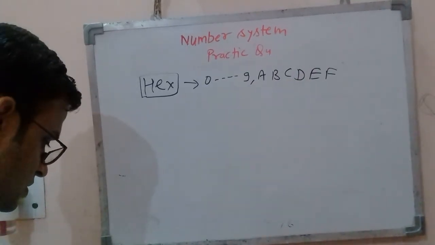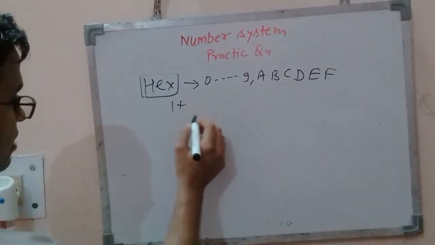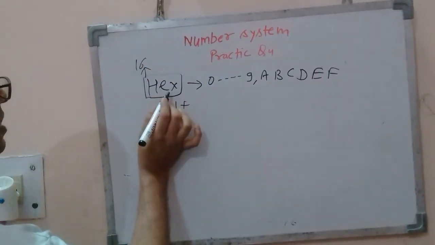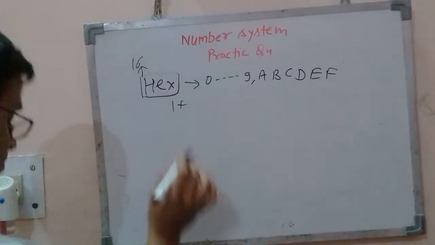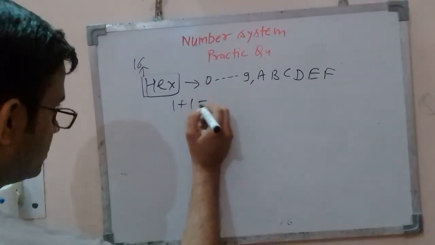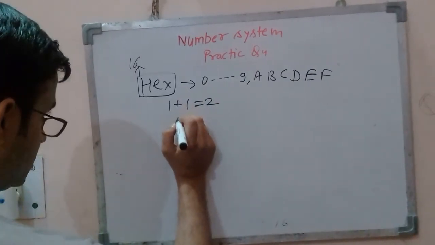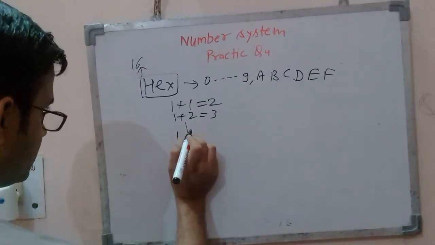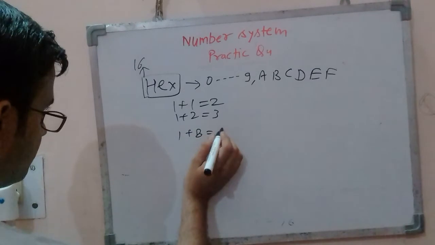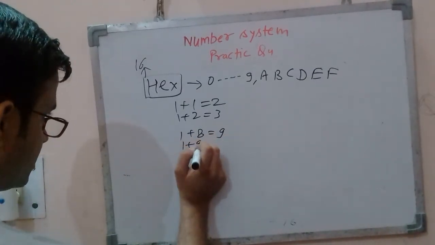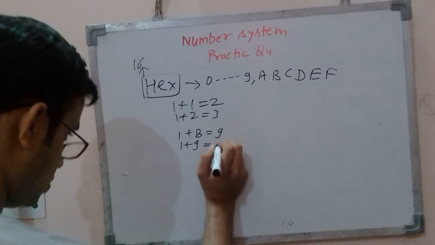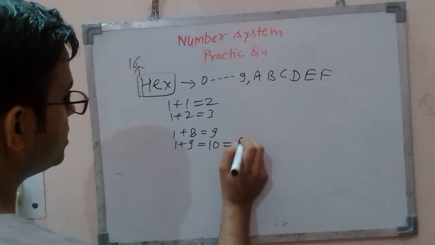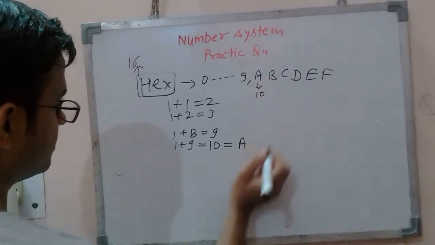Right? Now in a hexadecimal system, what is the base? Tell me. Base is 16. Hexa means 6, decimal is 10, so that means base is 16. So in the hexadecimal system, 1 plus 1 is 2. Similarly, 1 plus 2 is 3 and so on. When you add 1 plus 8, this becomes 9. Now 1 plus 9, if you do, this will be equal to 10. This 10 is nothing but A.